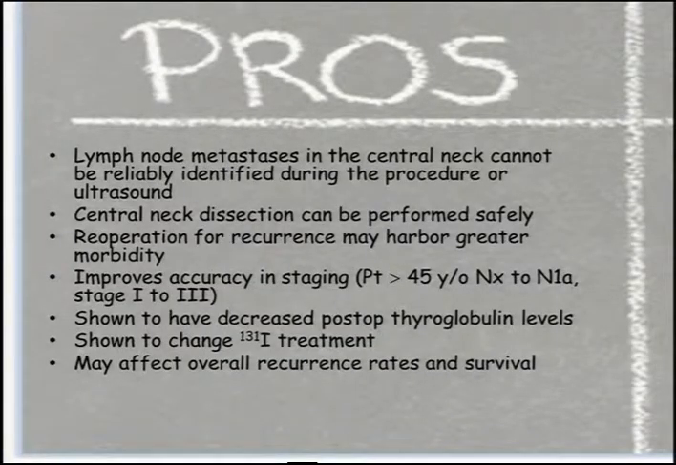So the pros, if we look at the pros, lymph node mets in the central neck cannot be reliably identified during the procedure or ultrasound as mentioned. Central neck dissection can be performed safely in experienced hands, and reoperation for recurrence may harbor greater morbidity. It does improve the accuracy of staging, especially if we look at the staging system above 45 years of age. It may show a decrease in post-op thyroglobulin levels. It may change the way we administer radioactive iodine, and it may affect overall recurrence rates and survivals. And as you notice, I'm saying may a lot of times because may is the crux here.